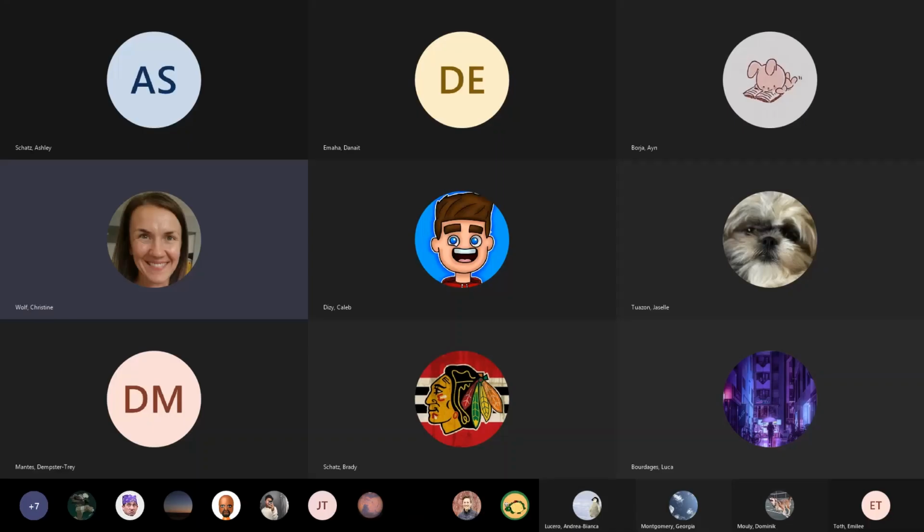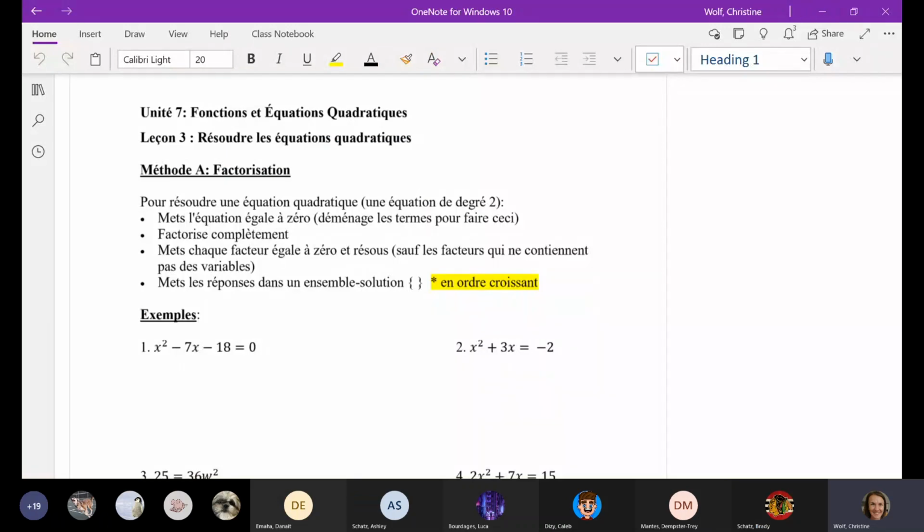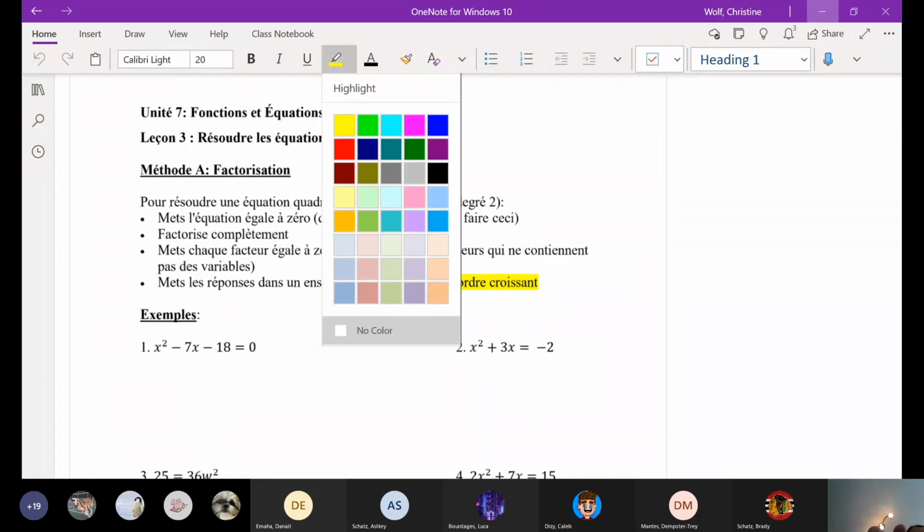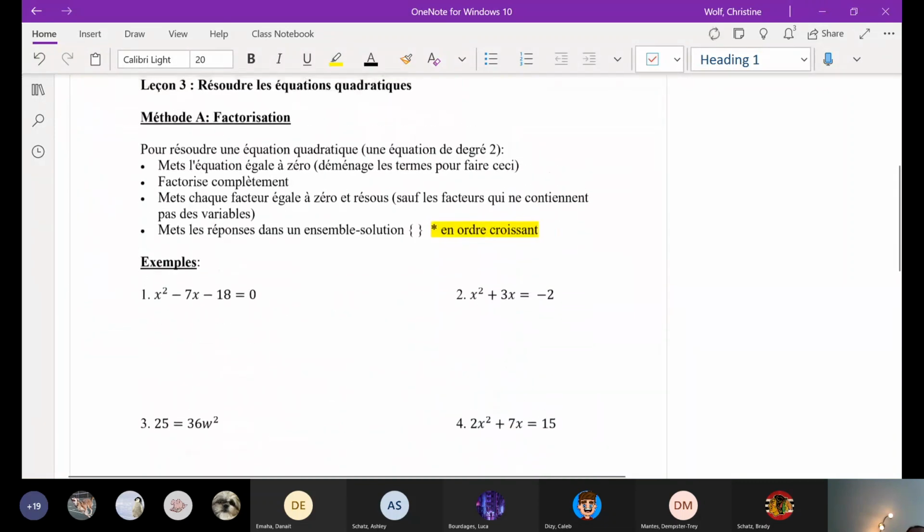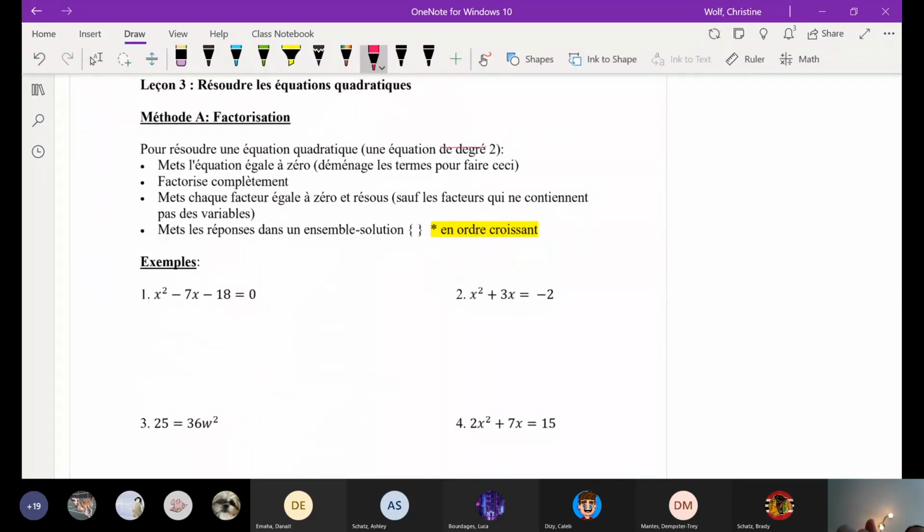So, leçon 3, c'est à propos les équations quadratiques. OK? So, une équation quadratique, c'est une équation de degré 2. So, an equation that has an exponent of 2 in it, or a term that's squared. On appelle ça une équation quadratique. On va résoudre les équations quadratiques aujourd'hui.